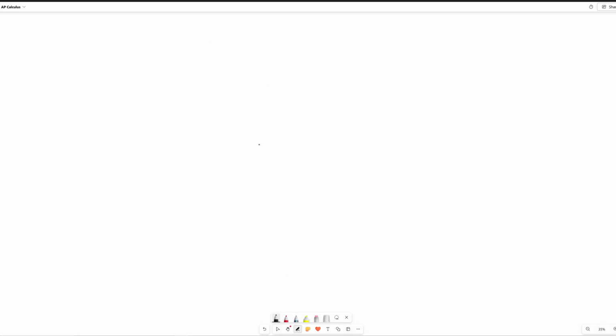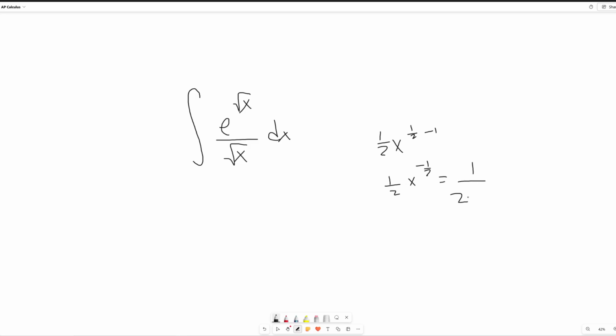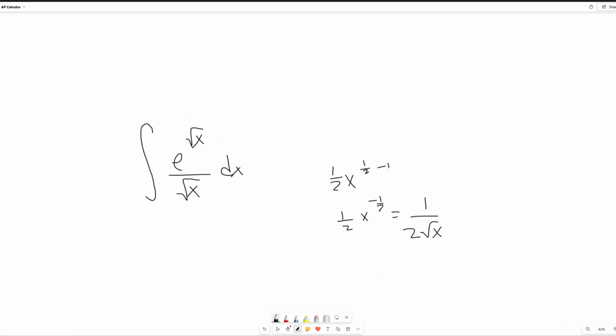Now here is a little bit more of an unorthodox one. e to the square root x over square root x. Looks unorthodox, but same concept. How could you cancel out something here to make this possible to integrate? Well, what is the derivative of square root of x? x to the 1/2 minus 1, then you have the 1/2, is 1/2 x to negative 1/2, which is 1 over 2 root x. You can get that from the power rule of the derivative.